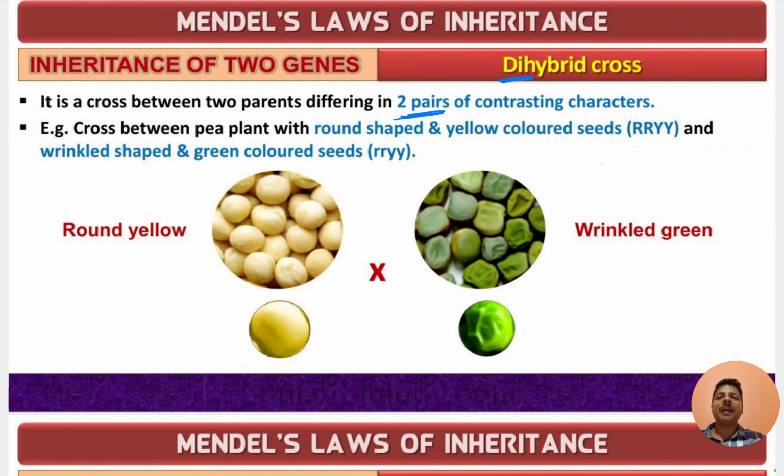Example: a cross between a pea plant with round shaped and yellow colored seed, RR and YY. Round shape is dominant, yellow color is also dominant, that is why all are in capital letters. Wrinkled shaped and green colored seed, small rr and small yy, where both are recessive. Here you can see round yellow, this type of seed, and wrinkled green, this type of seed. It is the dominant one, pure dominant. It is the pure recessive one.